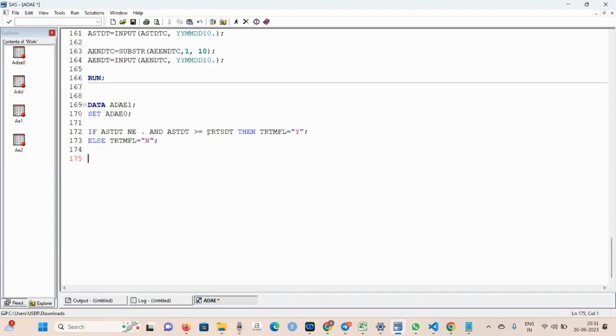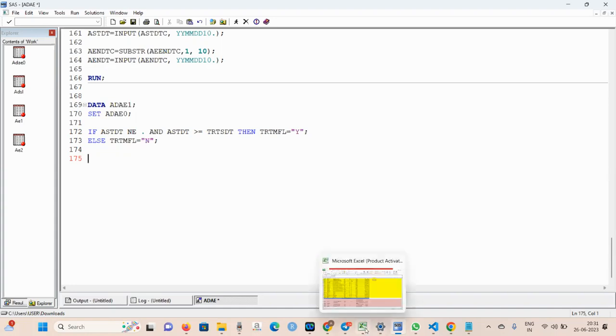Okay, so this is the way you have to derive it, and this is the derivation you have to explain in the interview. Most of the time in India they will ask you, but here they won't ask for any kind of derivation. But in general they will ask you for the definition. You should memorize it: if AESTDTC is greater than or equal to treatment start, then treatment emergent flag equals yes. You have to mention it like that.